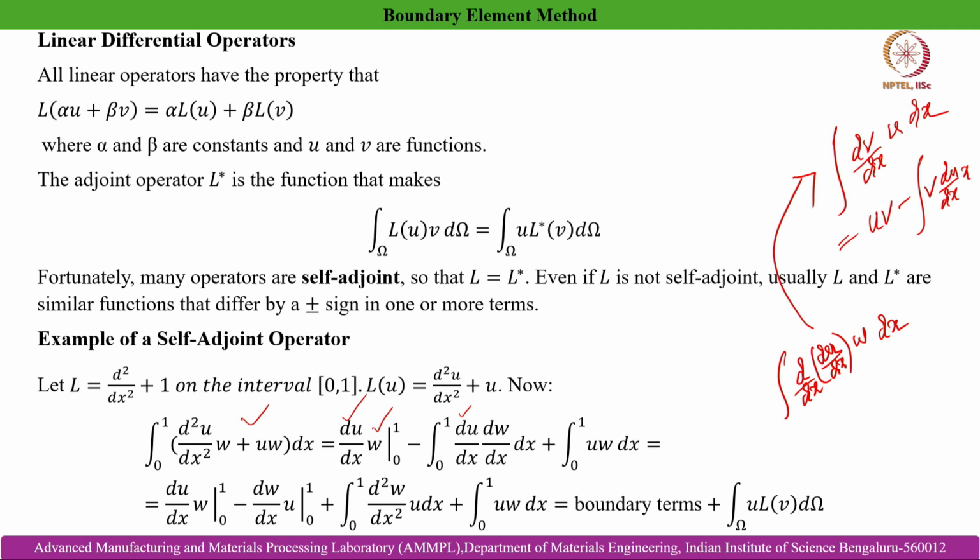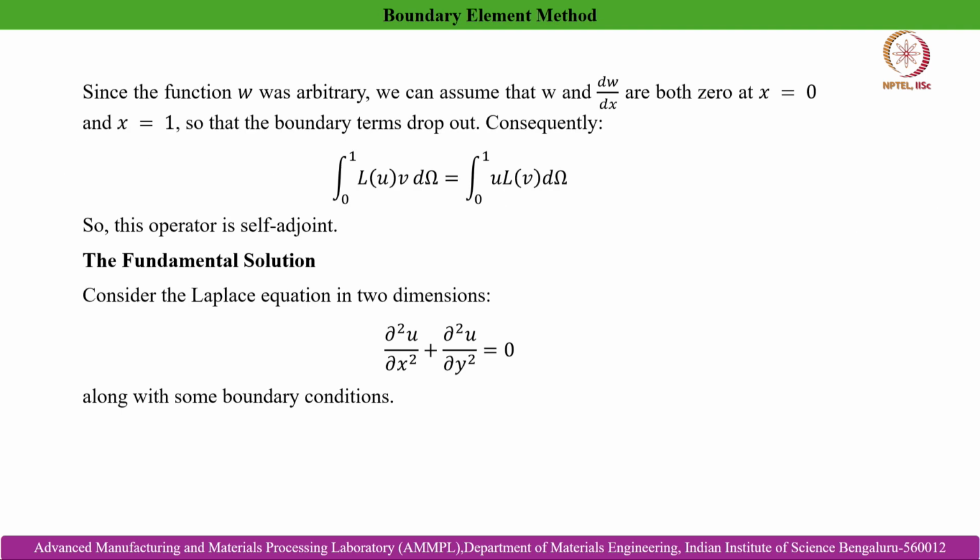If we further reduce it, we get du/dx times w from 0 to 1, and again if we apply the integration by parts rule for this integral, we finally reduce it to the expression shown here, which equals boundary terms plus the domain integral of u L of v d omega. This is how we get the self-adjoint operator. Since the function w was arbitrary, we can assume that w and dw/dx are both 0 at x equal to 0 and x equal to 1, so that the boundary terms drop out.